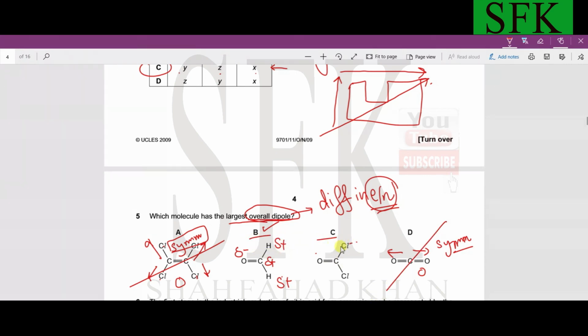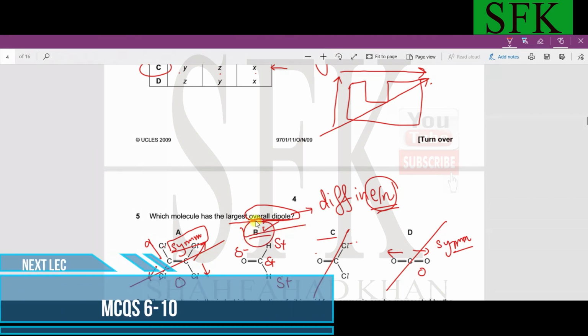Now, what about B and C? In one of them, we have oxygen and two hydrogens. In the other, we have oxygen and two chlorines. In both of them, the electronegativities of the bonded atoms differ. But if we look at the electronegativity difference between oxygen and hydrogen, there is a larger difference in electronegativity between oxygen and hydrogen as compared to oxygen and chlorine. So C cannot be the answer. The best option is B, because B has a larger overall dipole as compared to C.